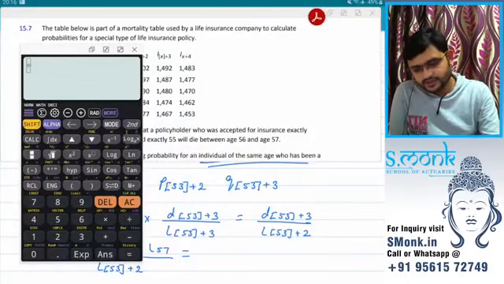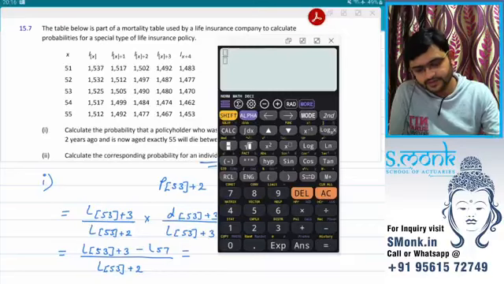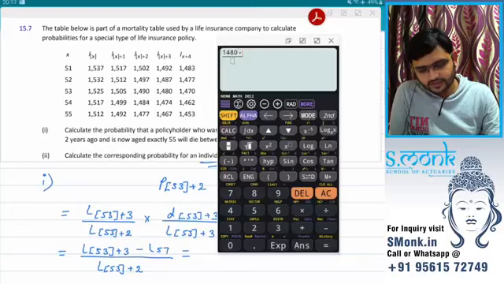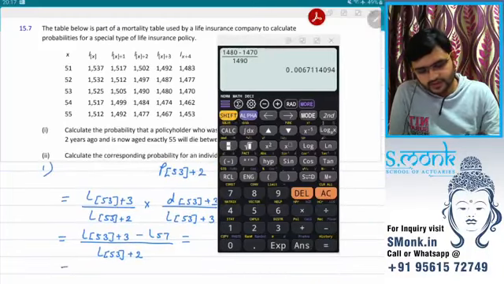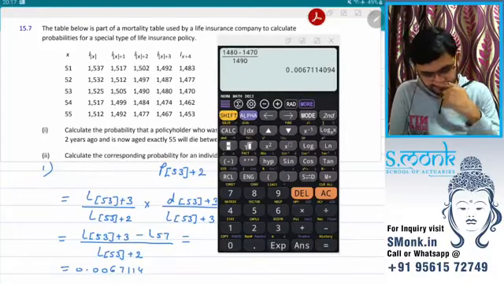So 53 plus 3, 53 plus 3, and 1480 minus 1470 on 53 plus 2, which is 1490. So this value becomes 0.0067114.